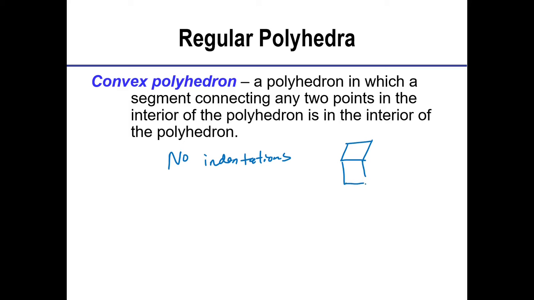And according to the definition, if I pick any 2 points on the interior of the polyhedron, that entire segment will be inside the figure. So any 2 points, I will have it being inside the figure. No part of it will be outside the figure. There are no indentations.